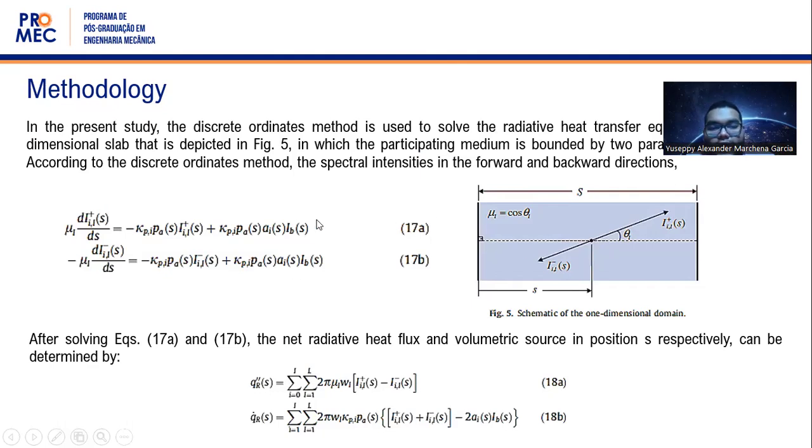As we can see in equations 17A and 17B, there is a plus sign and a minus sign. That is because we have a plus sign for the direction of that intensity and a minus sign for the opposite direction of that intensity. After solving these equations, the net radiative heat flux and volumetric source at position S, respectively, can be determined by these equations, which we are going to see now, 18A and 18B.